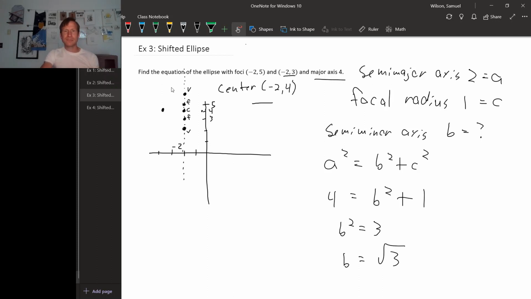Okay. And now finally we're ready to sketch our ellipse. We don't really need to sketch it, I guess, but we have all the information, so we might as well. And now that we have b and a, we can write the equation for this ellipse. First, let's write it unshifted.